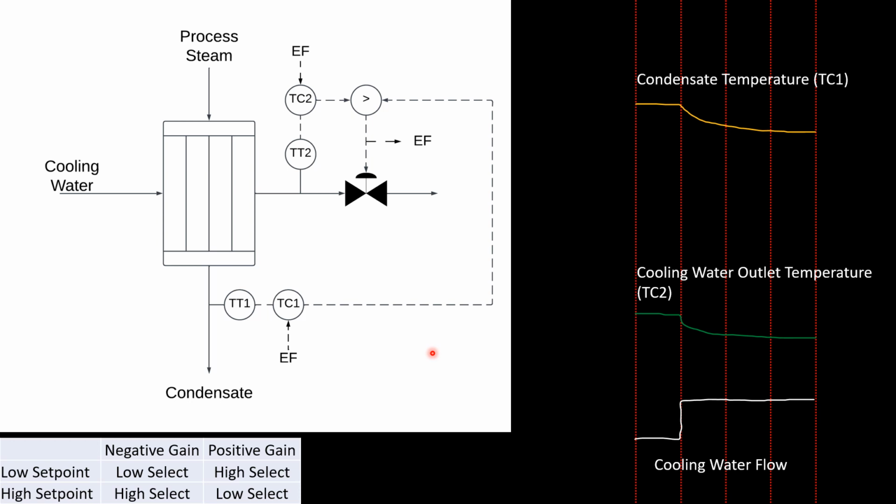And we do this by, hey, if my cooling water is too hot, then I need to increase the amount of cooling water going through my condenser to make sure my cooling water coming out of my condenser is not too hot. And since if I increase cooling water flow, it decreases cooling water outlet temperature, so I have negative gain. And since I have negative gain in a high set point controller, then I need a high select function block.